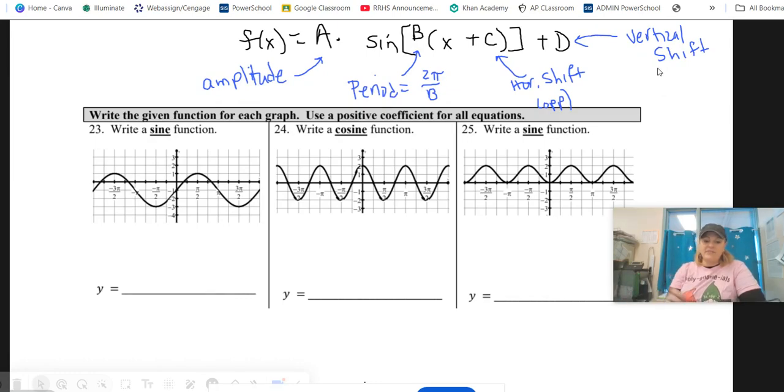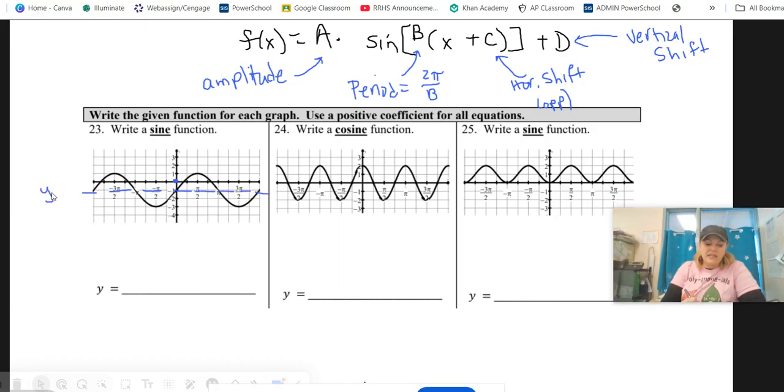Write the sine function. So I know we're going to have sine. Notice that the original sine function, if it helps, draw it. So the original sine function starts here at 0, 0. So right away you should notice that your midline has changed. So I'm going to draw this line in there. This is now your midline.